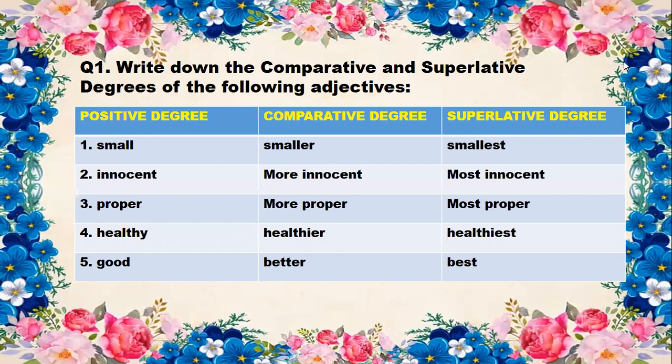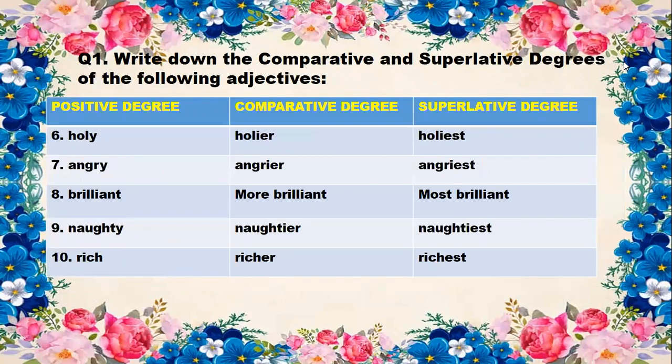Healthy, healthier, healthiest. Good, better, best. Holy, holier, holiest. Angry, angrier, angriest. Brilliant, more brilliant, most brilliant. Naughty, naughtier, naughtiest. Rich, richer, richest. So this was all about positive, comparative, and superlative degree.